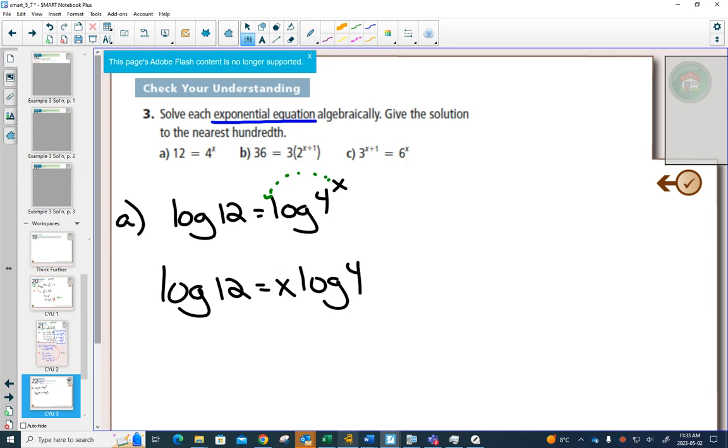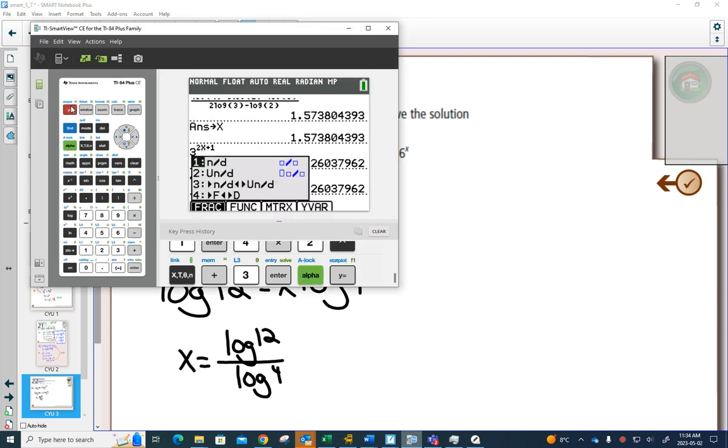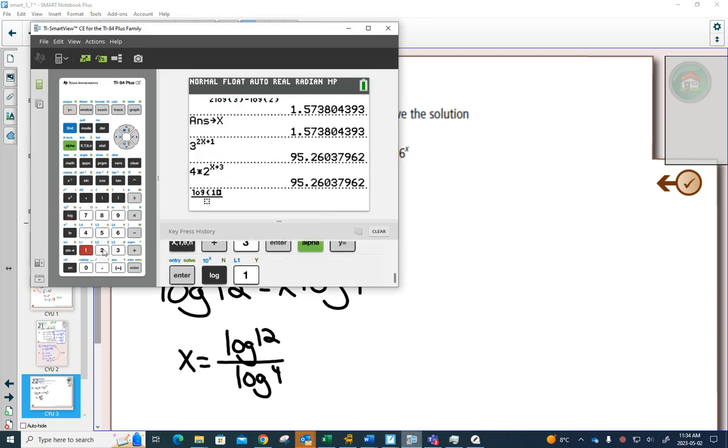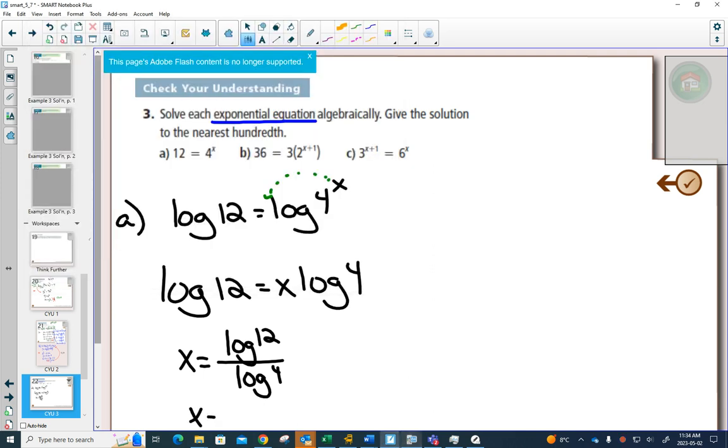How do I get x by itself? Well, I can divide both sides by log of 4, and that would get x by itself. I can go to my calculator, I can type in log of 12 divided by log of 4, and get 1.792. Usually you'll be asked around to 3 decimal places.